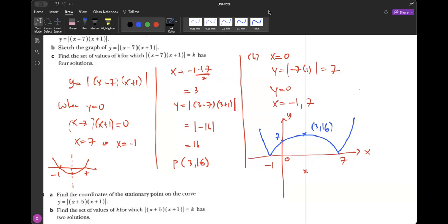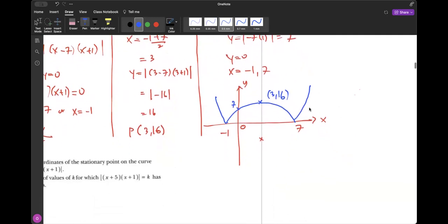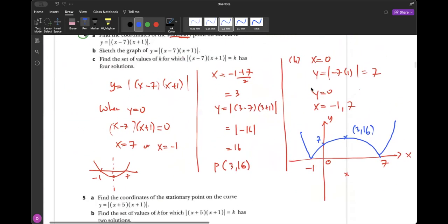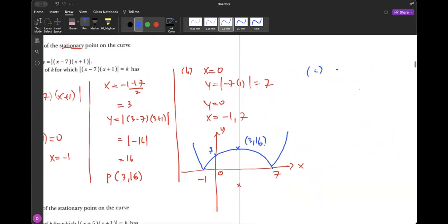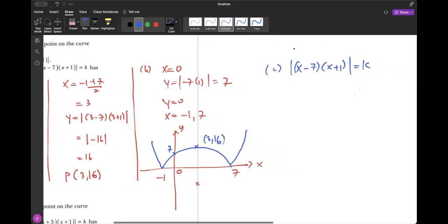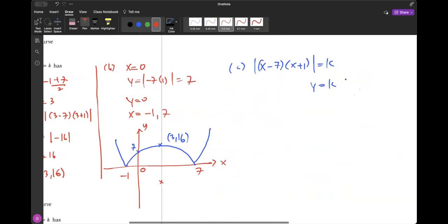Okay. After that, no problem with this graph, right? I just mark the highest point. The next thing you need to do is find the set of values. What does it mean? When you see something like this, replace this thing with k, treat it as y equals k. When you see y in front, this is a horizontal line.